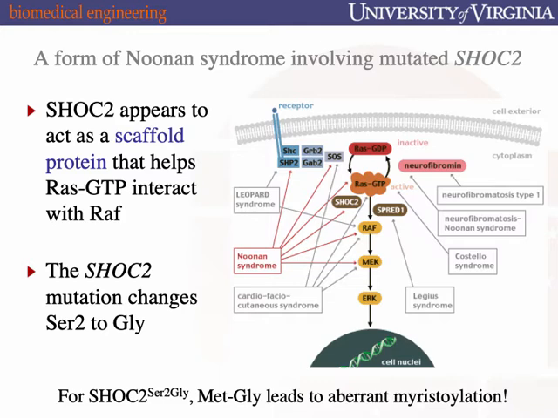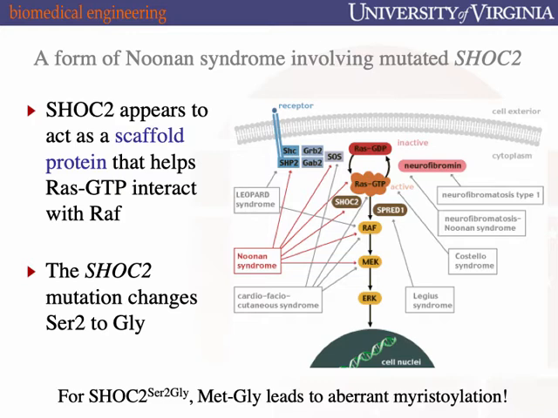And shock 2 is a scaffold that brings together Ras GTP and RAF. As I already said, RAF is in the cytoplasm ordinarily. Shock 2 is in the cytoplasm ordinarily. Ras is at the plasma membrane. If shock 2 can help RAF interact with Ras at the plasma membrane by binding it in this way, and then bringing RAF to the plasma membrane, that can improve signal transduction through this pathway.